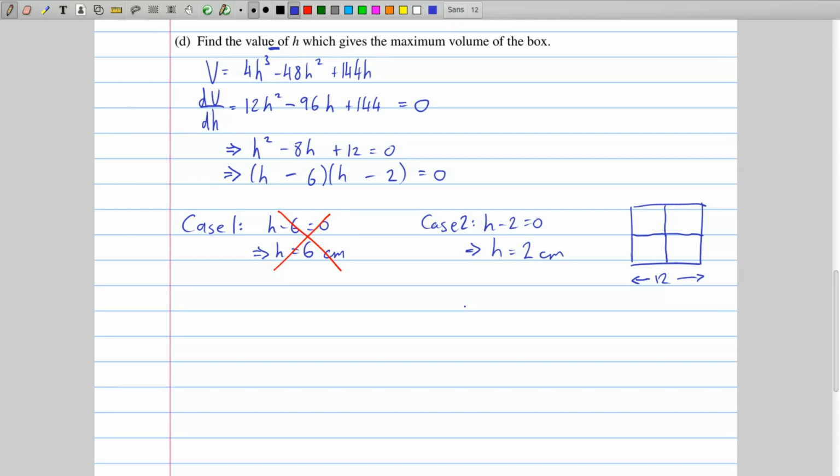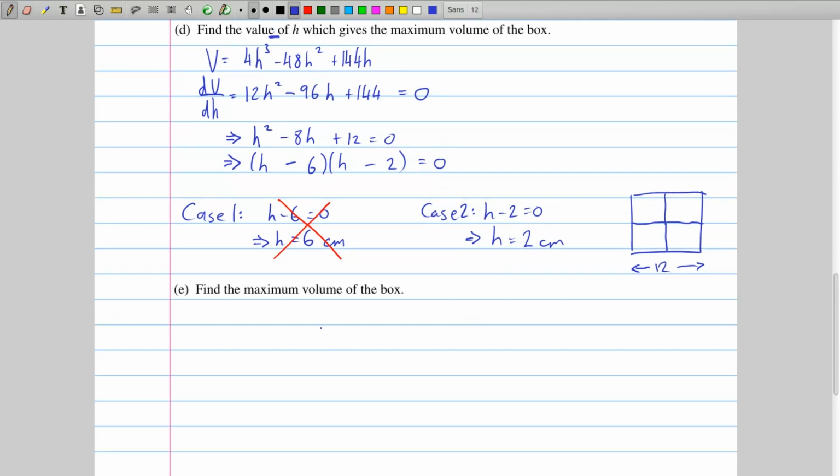Just as a side note, another common way to rule out answers is if you have, say, a negative value for h. There could also be a case where h turns out to be longer than 12, or it might end up being 0. And so none of those cases can form boxes out of the original shape.